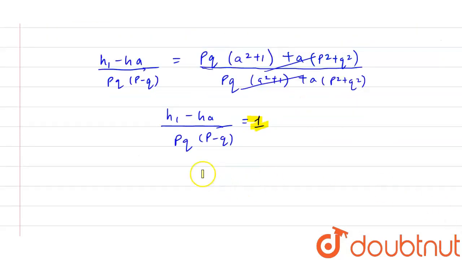Or in the simplified way, we can also write it as h1, and we let ha as h2010, divided by pq into p minus q, that is equal to 1.